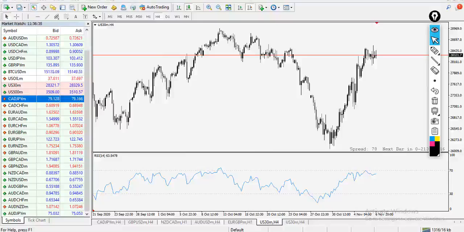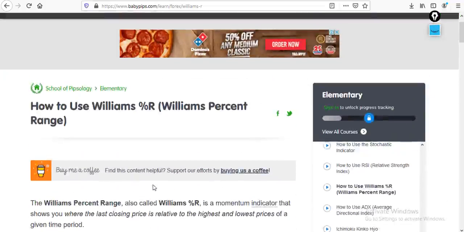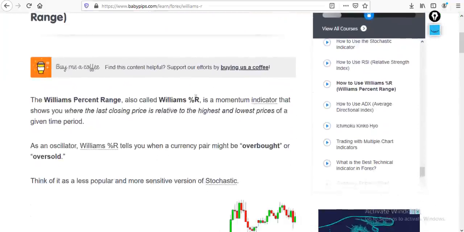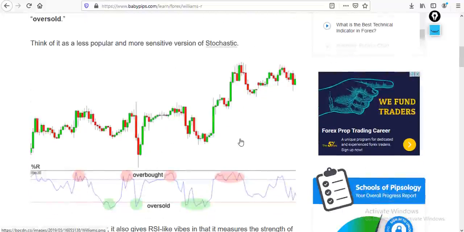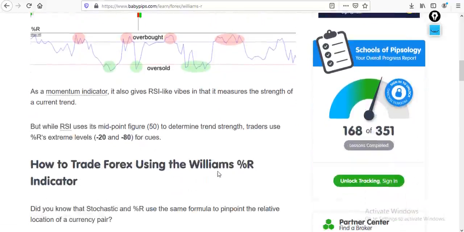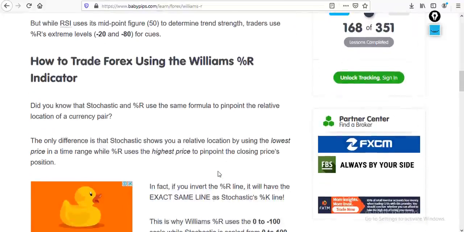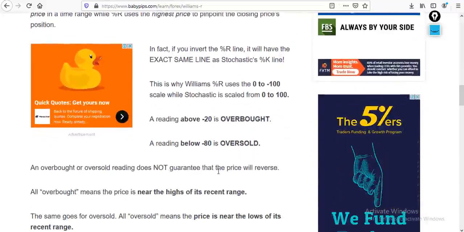Next in our class, we have the Williams Percent Range. So how to use the Williams Percent Range? It is also called the percent range, using the percentage symbol. It is used to gauge the area in the market where price is overbought or a pair is oversold. It's more sensitive than the stochastic, and this is how it looks on the live chart. To the top side you see overbought, and to the bottom side you see oversold. It's just a momentum indicator, like the RSI, but it's quite different from the RSI. Like we have said, it has a scale of 0 to -100.